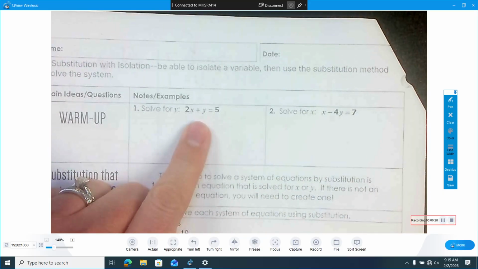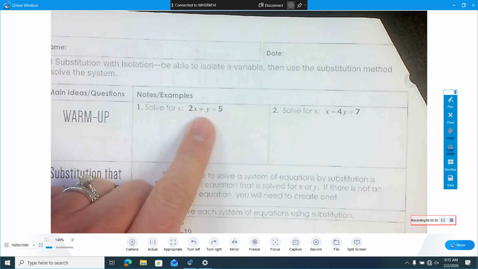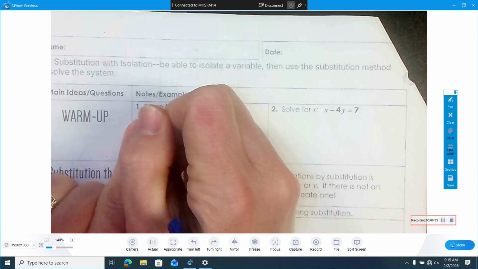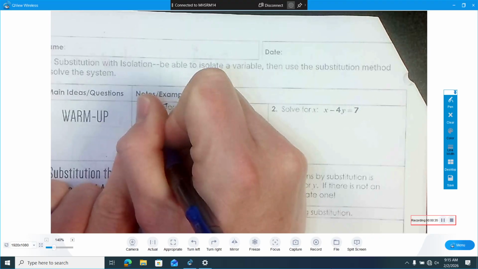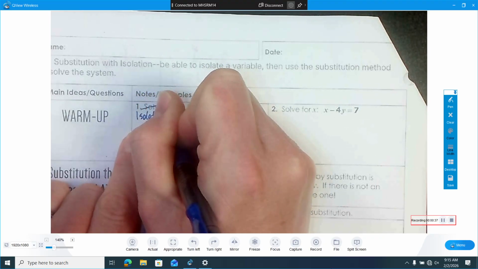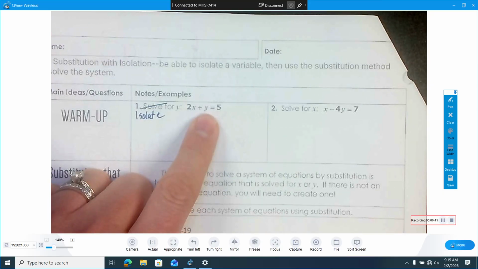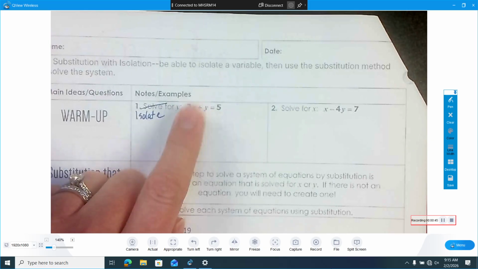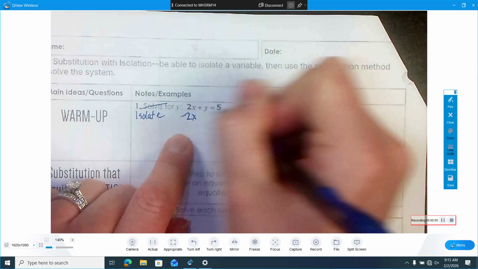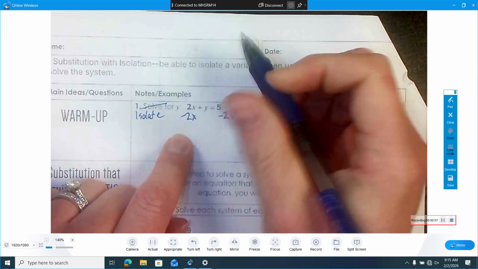So for our warm-up here, we're going to solve for y. I don't like the word solve. I much prefer isolate. We want to isolate our easy variable here. I want to get the y by itself. If I want to get the y by itself, what should I do to this 2x? I just want to move it away. What can I do to move that 2x? Subtract it, yeah. We're going to subtract 2x.